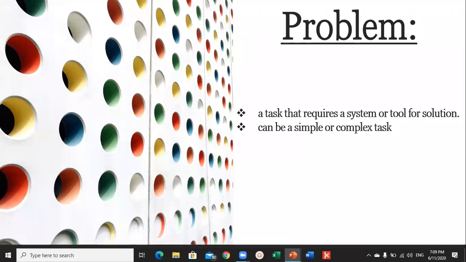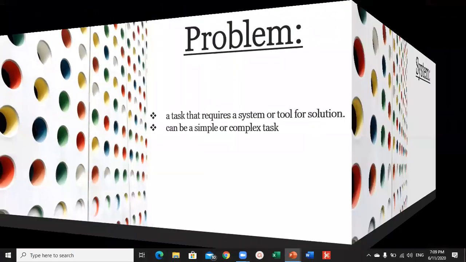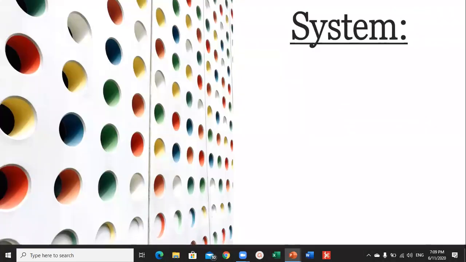Right? These tasks can be simple, meaning very small, or complex, meaning very complicated. So to attempt any type of problem, we need a proper system. A proper system is required to attempt any type of simple or complex task related to computers or a user's requirement.